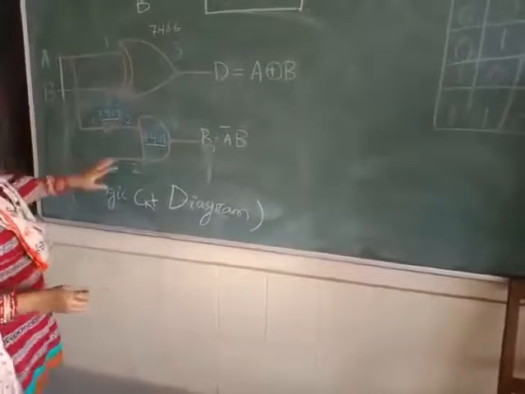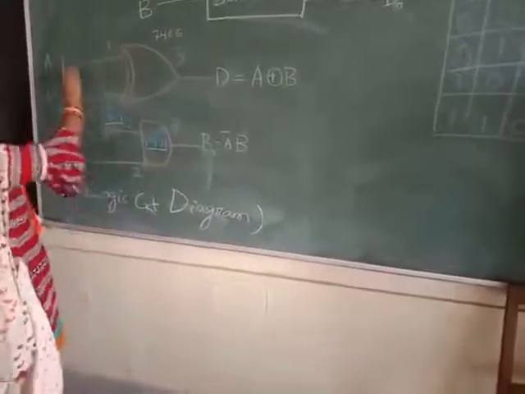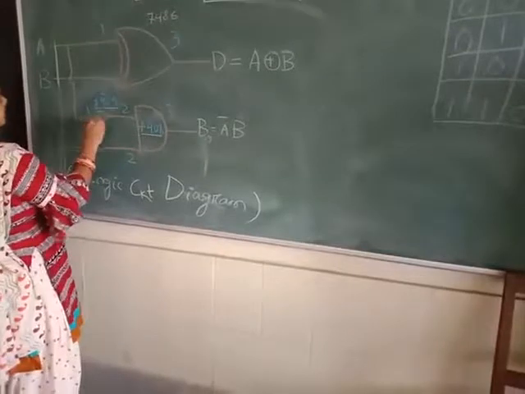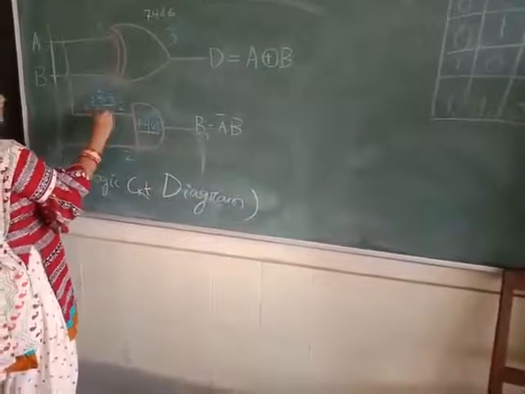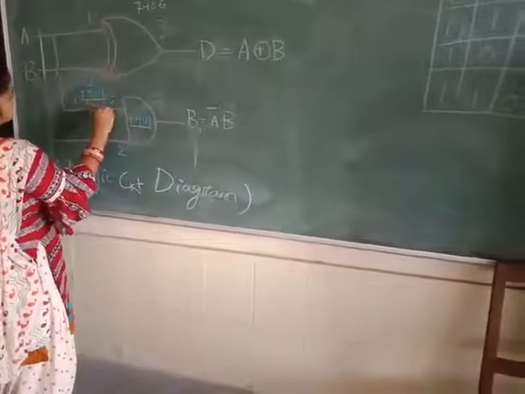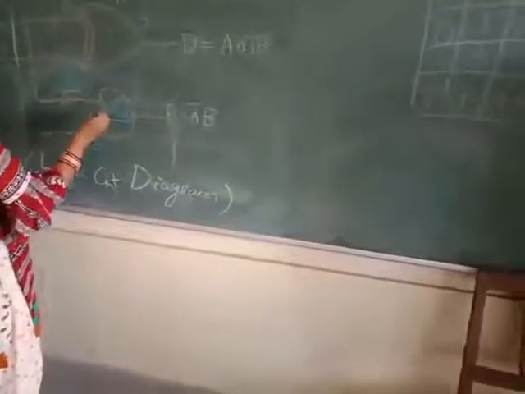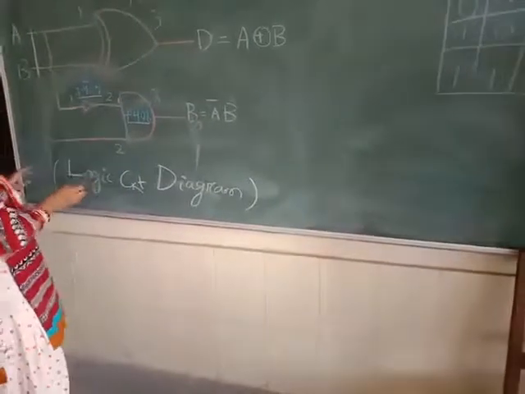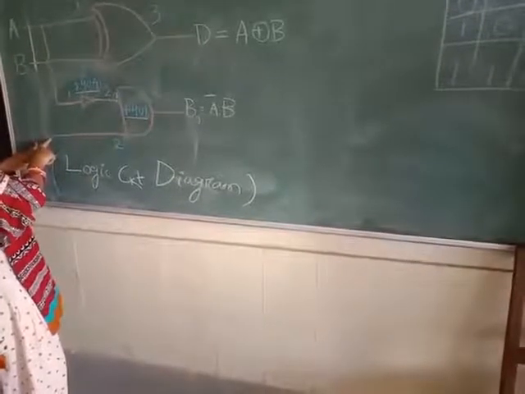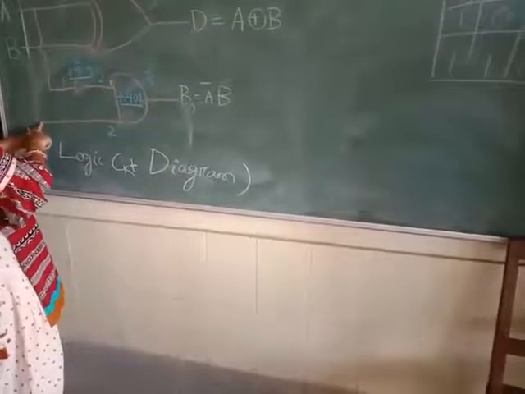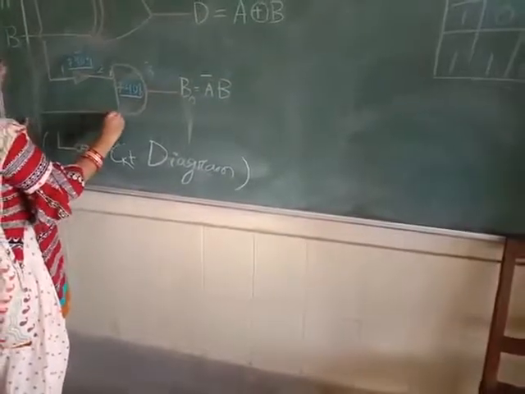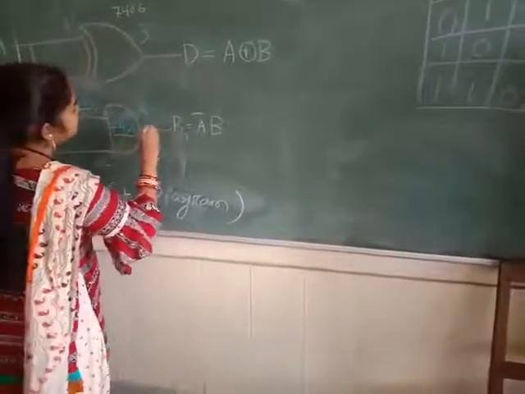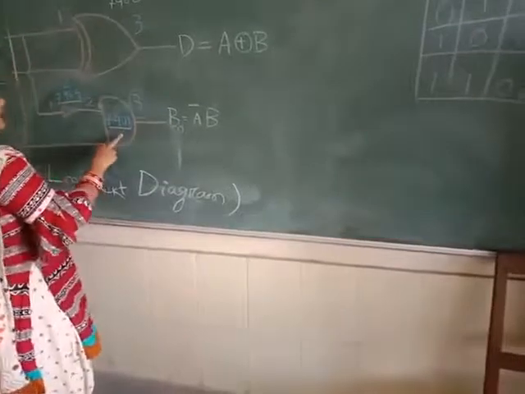And then for borrow, we take input A to the first NOT gate pin number 1, then the output of the NOT gate from pin number 2 is connected to pin number 1 of the AND gate. Then take input B to pin number 2, and we will get our final output borrow from pin number 3 of the AND gate IC.